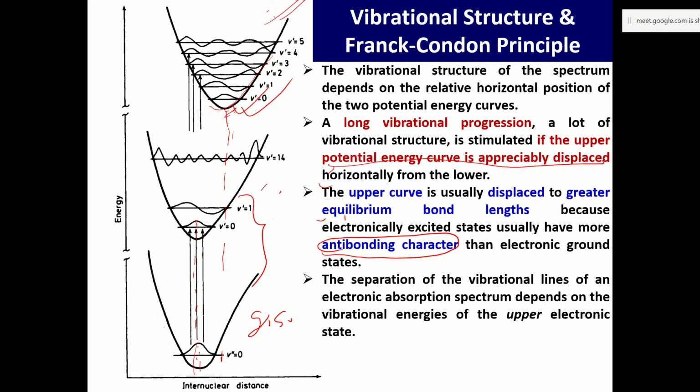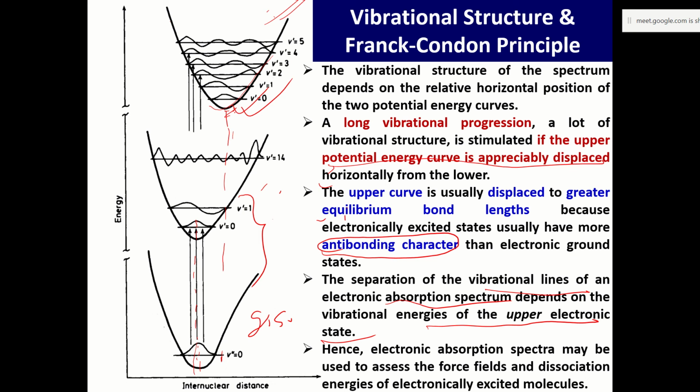The separation of vibrational lines depends on the vibrational energy of the upper electronic state. The upper electronic state will have vibrations which might be slightly different from the ground state vibrations. The situation has changed now, and the nuclei are likely to be more repelled by this.